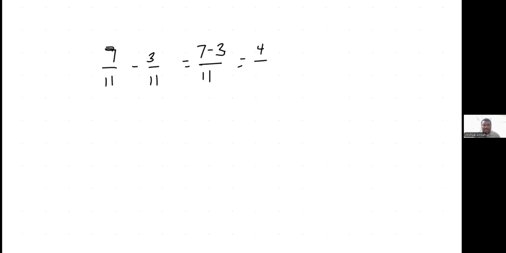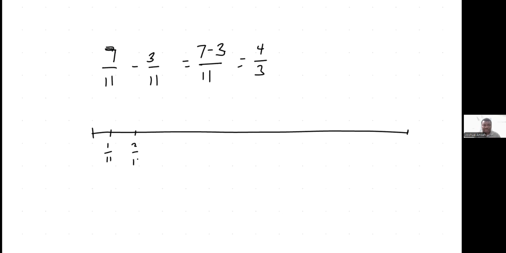If I want to use the number line to do it, I'm just going to have 1 out of 11, 2 out of 11, 3 out of 11, 4 out of 11, 5 out of 11, 6 out of 11, 7 out of 11, 8 out of 11, 9 out of 11, 10 out of 11, and then 11 out of 11.